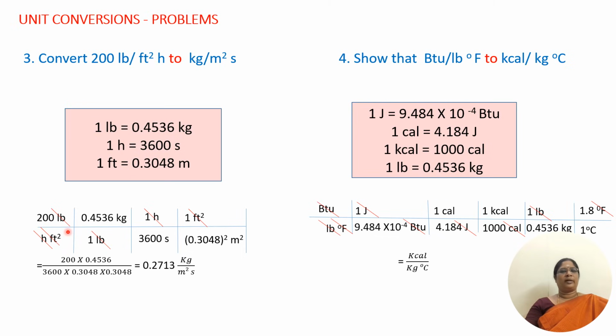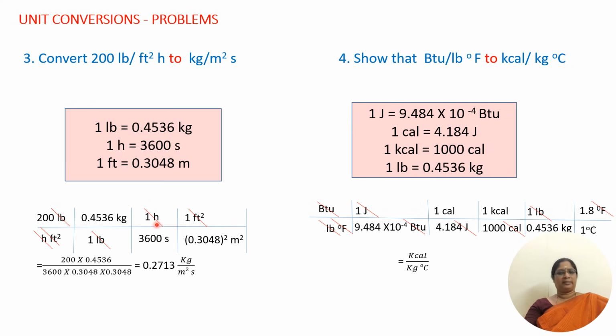So we know 1 lb is equal to 0.4536 kg. So lb is there in the numerator, it has to be written in the denominator for unit conversion. Write down 1 lb is equal to 0.4536 kg so that lb gets cancelled. And next let us go to the denominator unit, that is hr. Hr is there in the denominator, so it should be written in the numerator. 1 hr is equal to 3600 seconds.